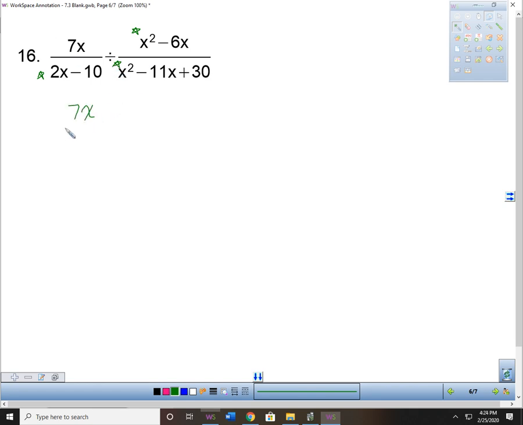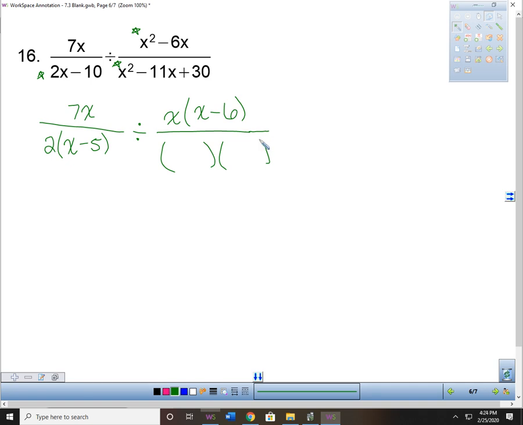All right, so I have 7x, I can't do anything with that. 2x minus 10, I can factor out a 2, so that leaves me with x minus 5. Still keeping the division for now. I see that I have two terms up here, but they have a common factor of x, so I'm going to take out an x, which will leave me with x minus 6. And then I'm going to go ahead and do this bottom.